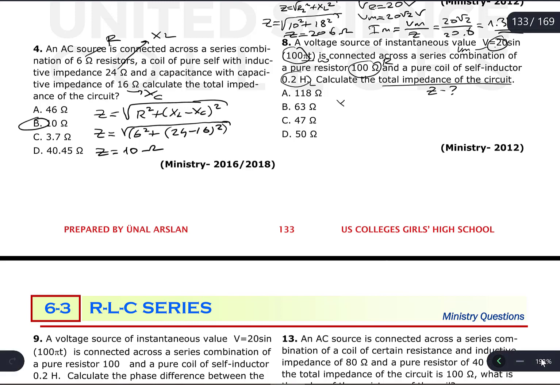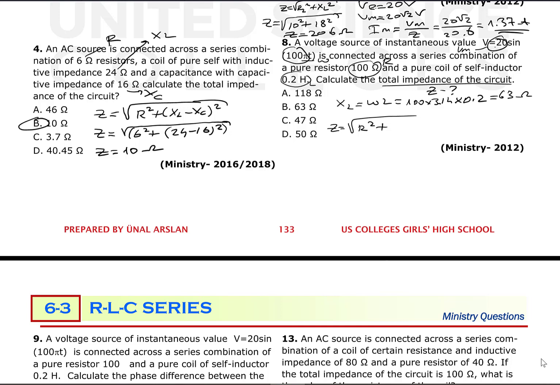It should be calculated. XL is omega times L. Omega is 100π in the generator equation. Pi is 3.14, multiplied by L. L is 0.2. So 3.14 times 100, 314, multiplied by 0.2, which is almost 63 ohm. That is XL. Then Z can be calculated: R squared plus (XL minus XC) squared, but XC is 0 because no capacitor is connected.